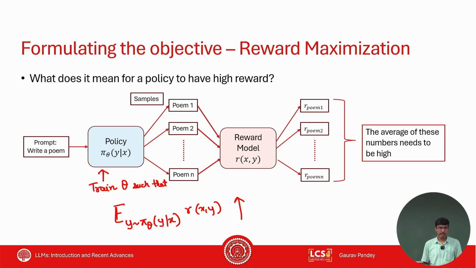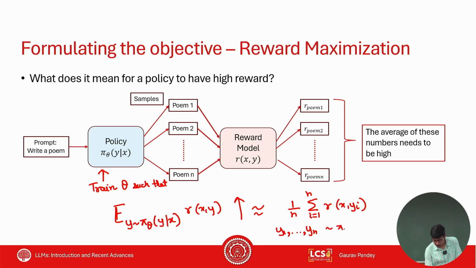How do you approximate an expectation? Yeah, it's called Monte Carlo sampling. You just sample a bunch of outputs. Monte Carlo is just a fancy name; it means that if you have to approximate an expectation, you just sample from the policy and compute the average reward. Where y1 to yn, these samples, where do they come from? From pi theta, y given x. So this is the reward maximization objective.